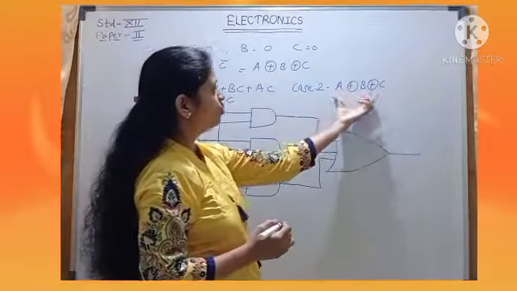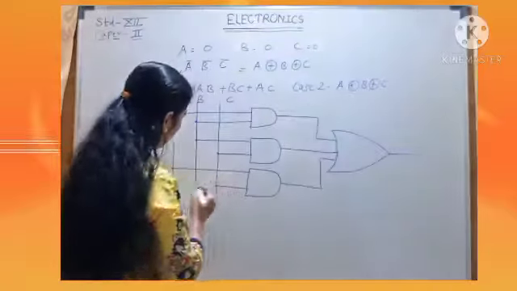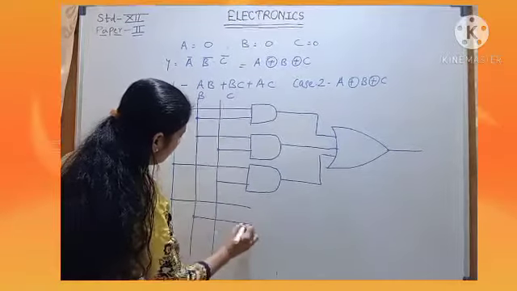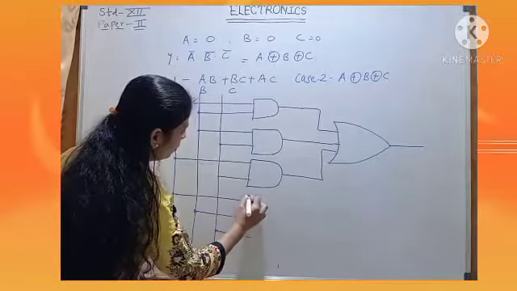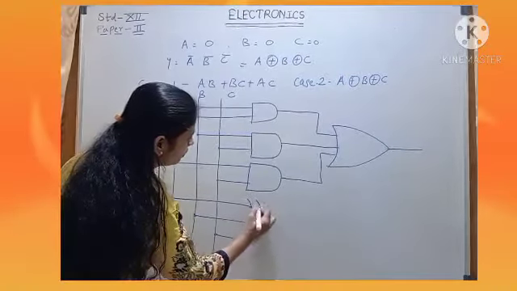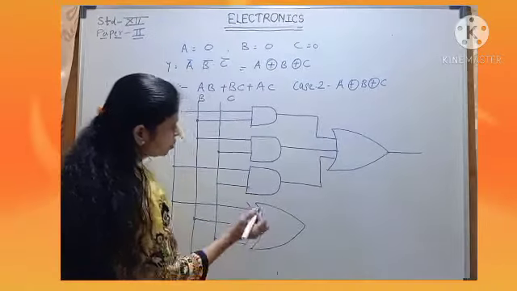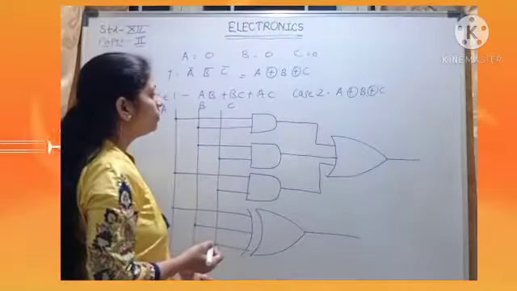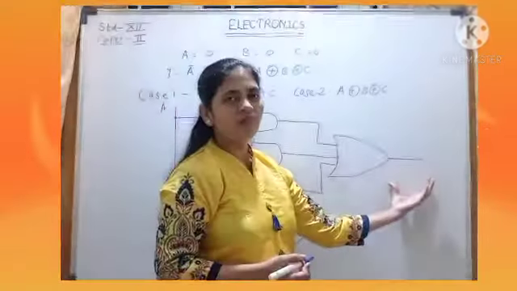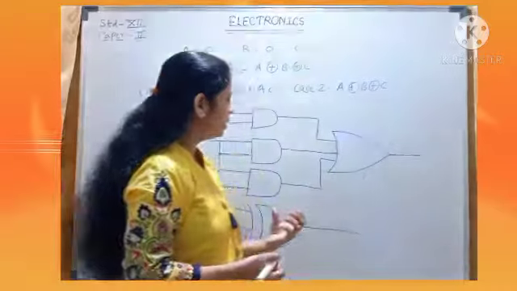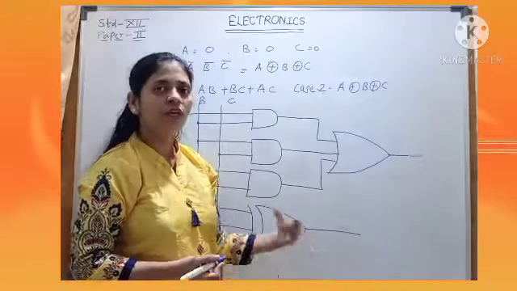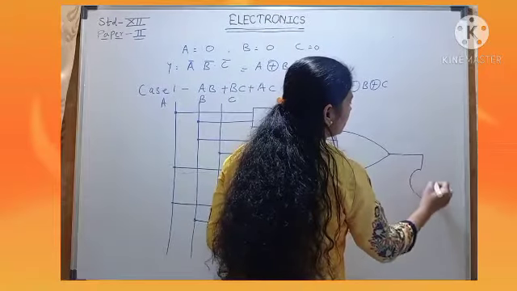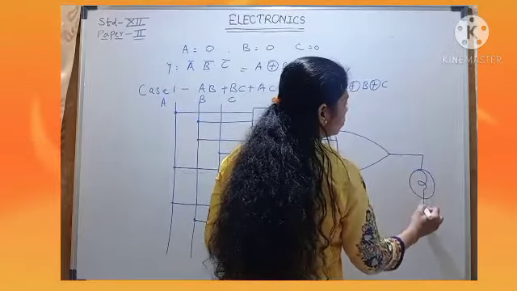Now for case 2 we require the XOR gate. So here A, B, C we want an XOR gate. This is the XOR gate and we'll get the second output here. Now in case 1 we have to glow the red light and here we have to glow the yellow light. So we have to draw the diagram for the light here. So this is the light.